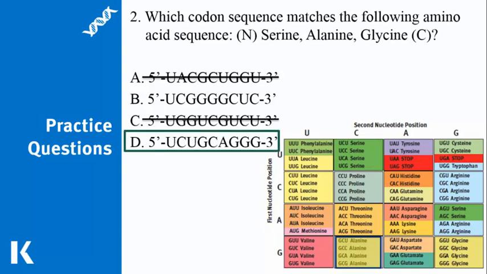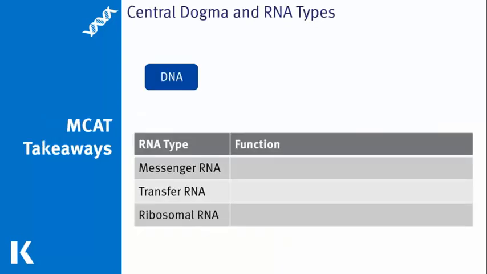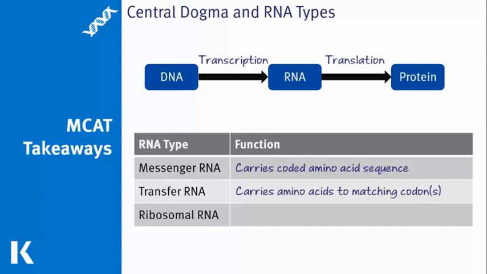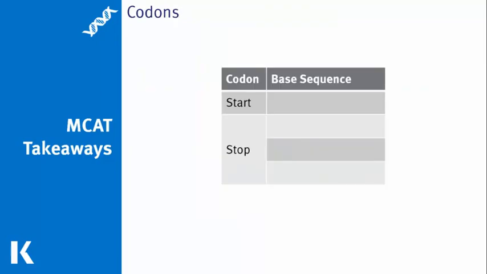Let's review the main things to learn from this video. For the central dogma, remember that DNA is transcribed into RNA and translated into proteins. mRNA is used as a template for translation, transfer RNA carries the amino acids, and ribosomal RNA is a major component of the ribosomes. There are 4 important codons that you need to remember for test day.